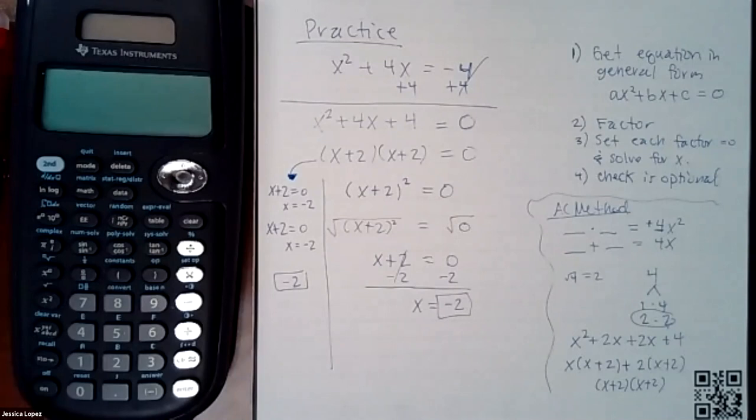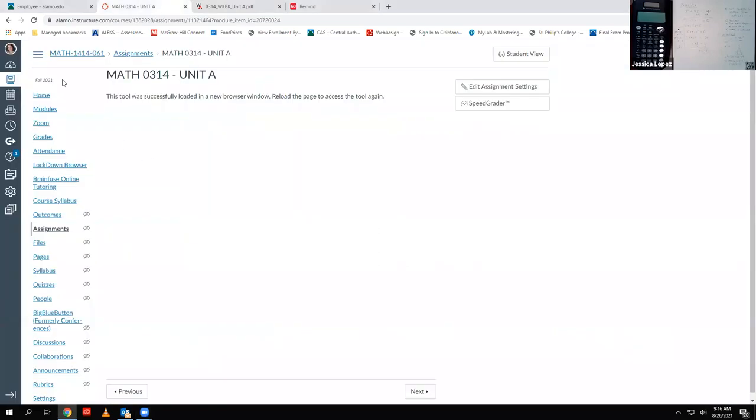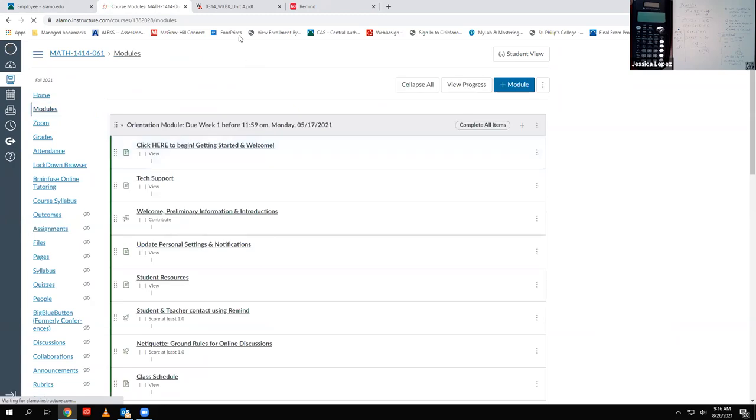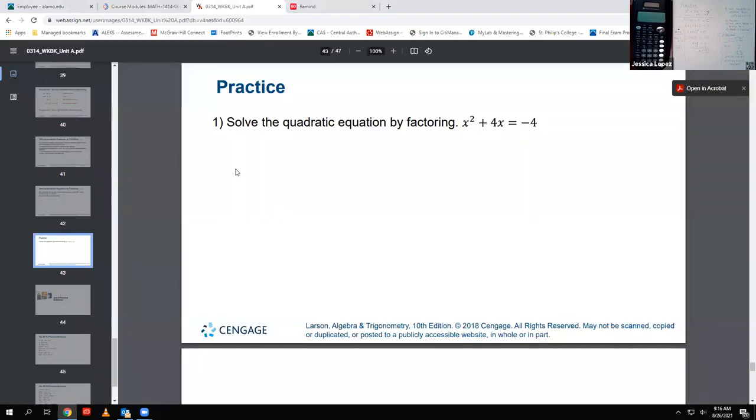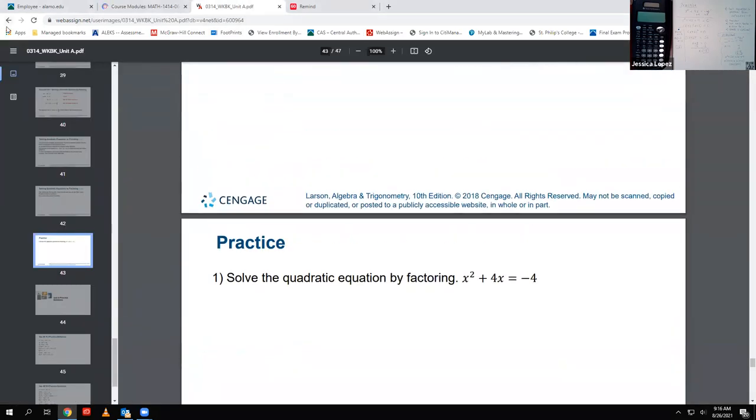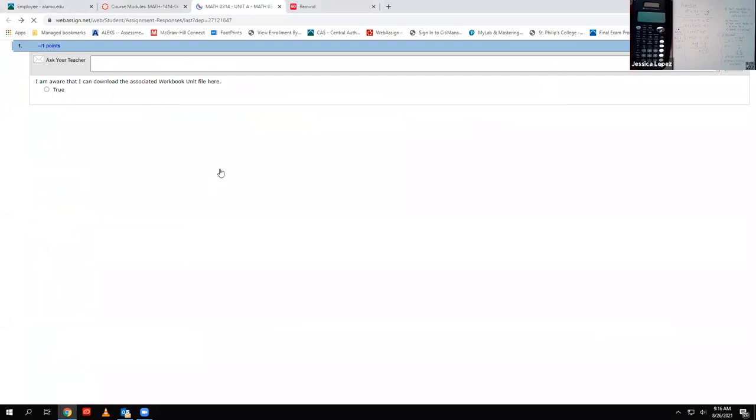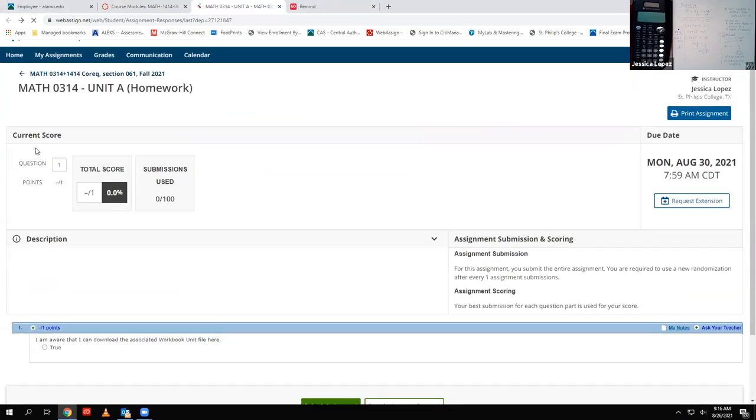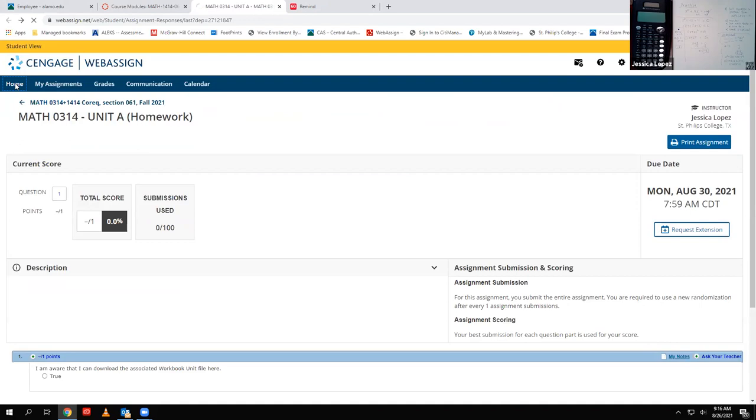But let me go ahead and share my screen again, just so that I can reiterate. And then I may go into WebAssign and look at that homework. So I'm going to go back. I'm hoping that it will close it. Yeah, it did. And then I'm going to go over here where it says home.